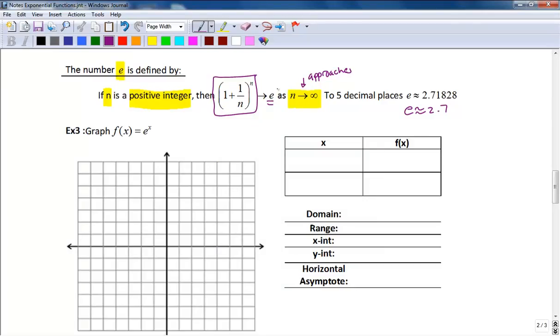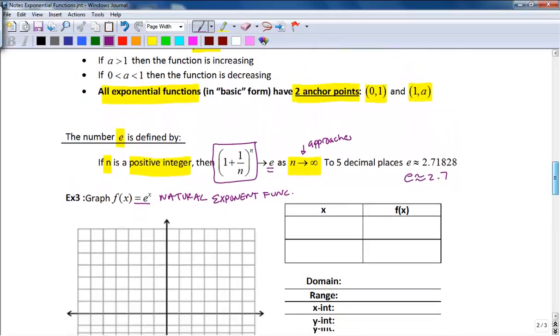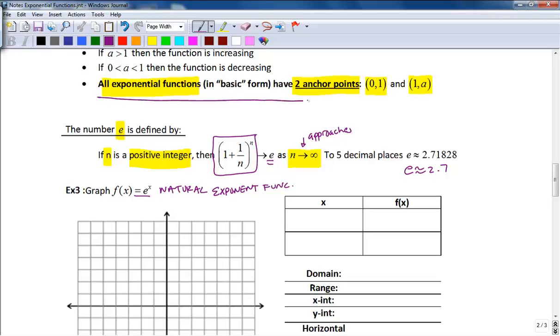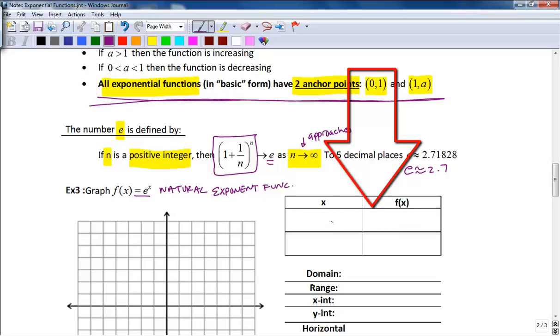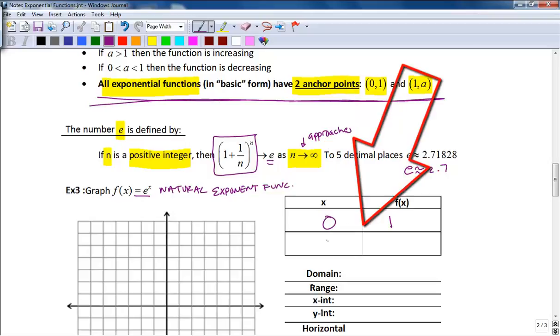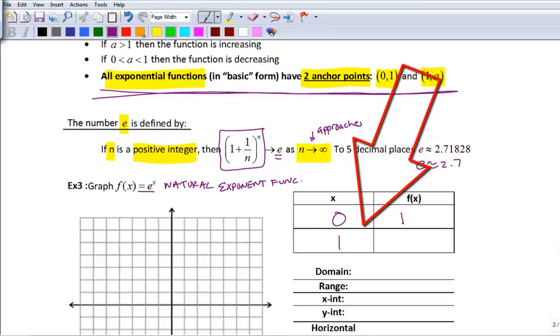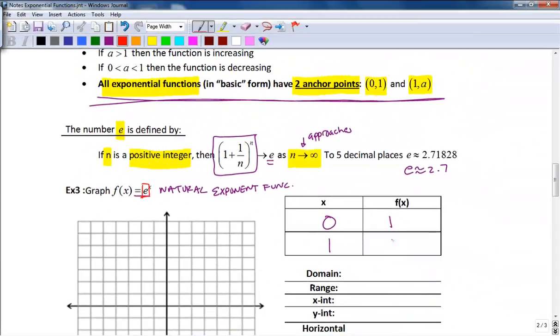So e to the x is called the natural exponent function. So this is my natural exponent function. What I want to do is graph e to the x. Now notice there's only 2 places for input here, and that's because I want to go back to what we said before. All exponential functions in that basic shape form have 2 anchor points, and this is a basic shape because it does not have any horizontal shifts or vertical shifts, etc. One of the points is always going to be (0, 1), and then (1, a). What is a? a in this case is e, and e is approximately, we're just going to use 2.7.